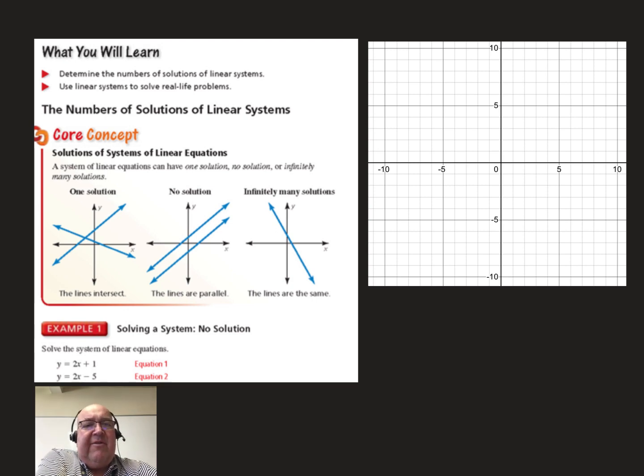So we're going to graph the two systems here. For example 1, we're going to start at positive 1 and we're going to go up 2 over 1, up 2 over 1, and we're going to graph that line as straight as possible. Finally, we're going to go to the second equation, which will start at negative 5, going up 2 over 1, and again drawing that line as straight as possible.